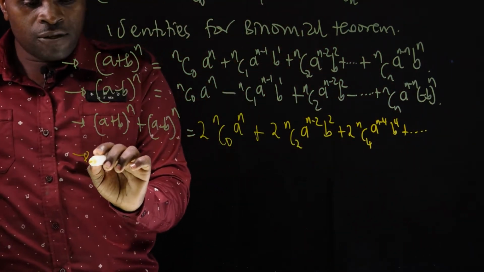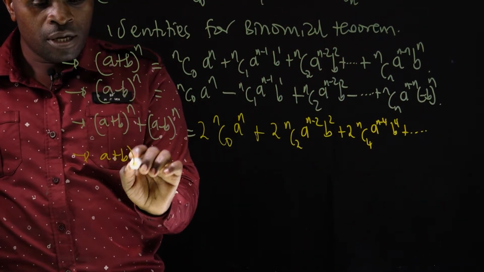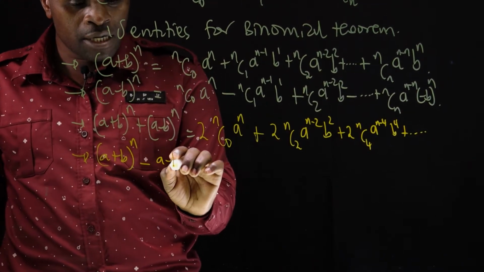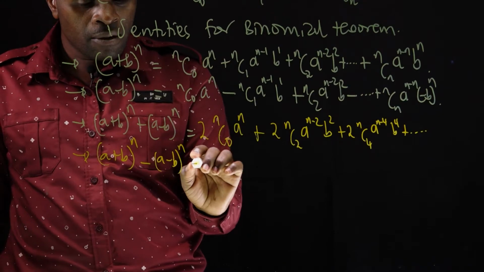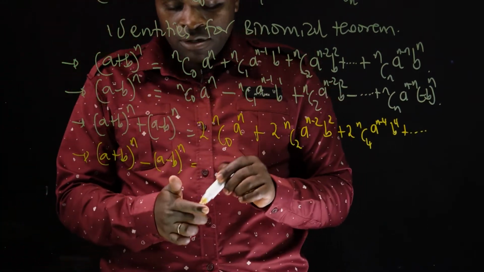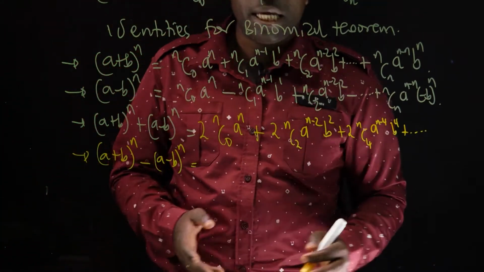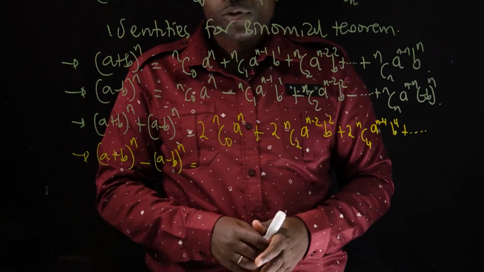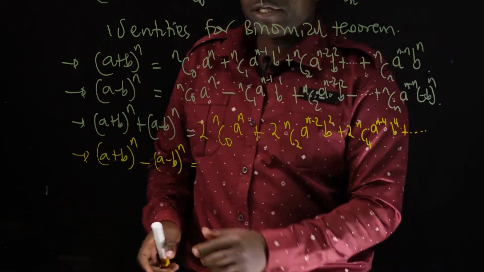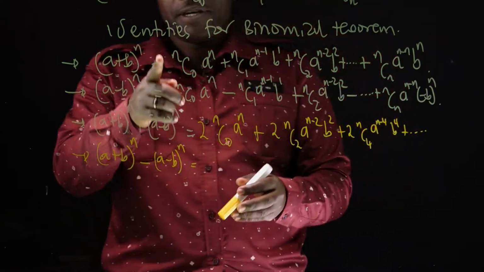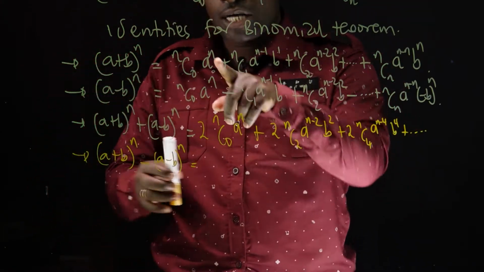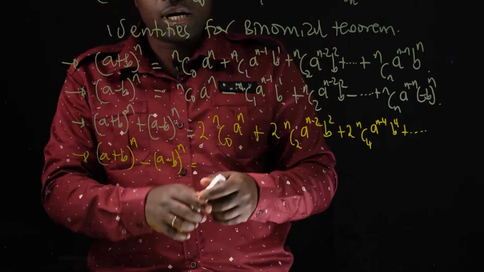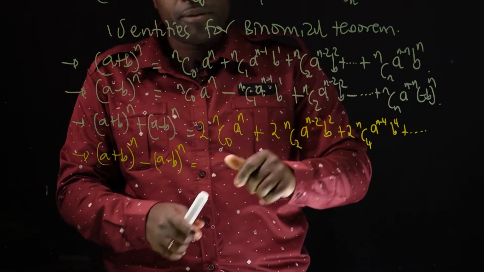Again, when we take (a + b)^n, this time minus (a - b)^n, can you tell us now what is going to happen here, class? It is for sure that you will notice that the first term is the one which is going to cancel, because positive and positive, these are the ones which are going to cancel. The second term will be summing algebraically.